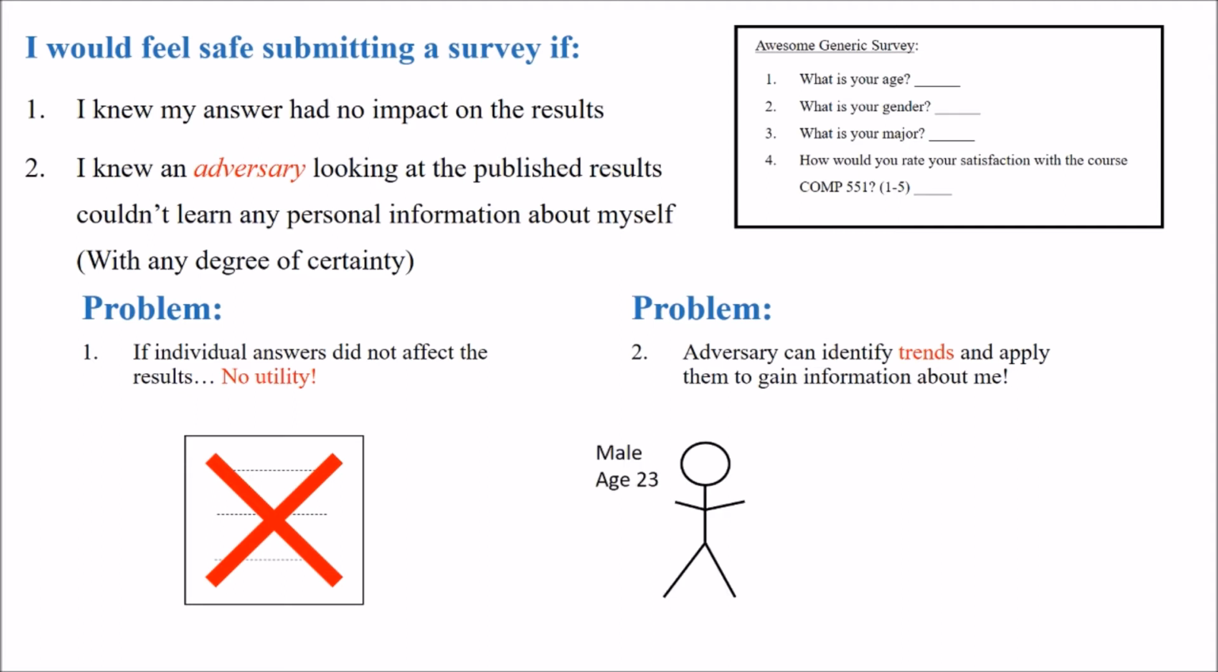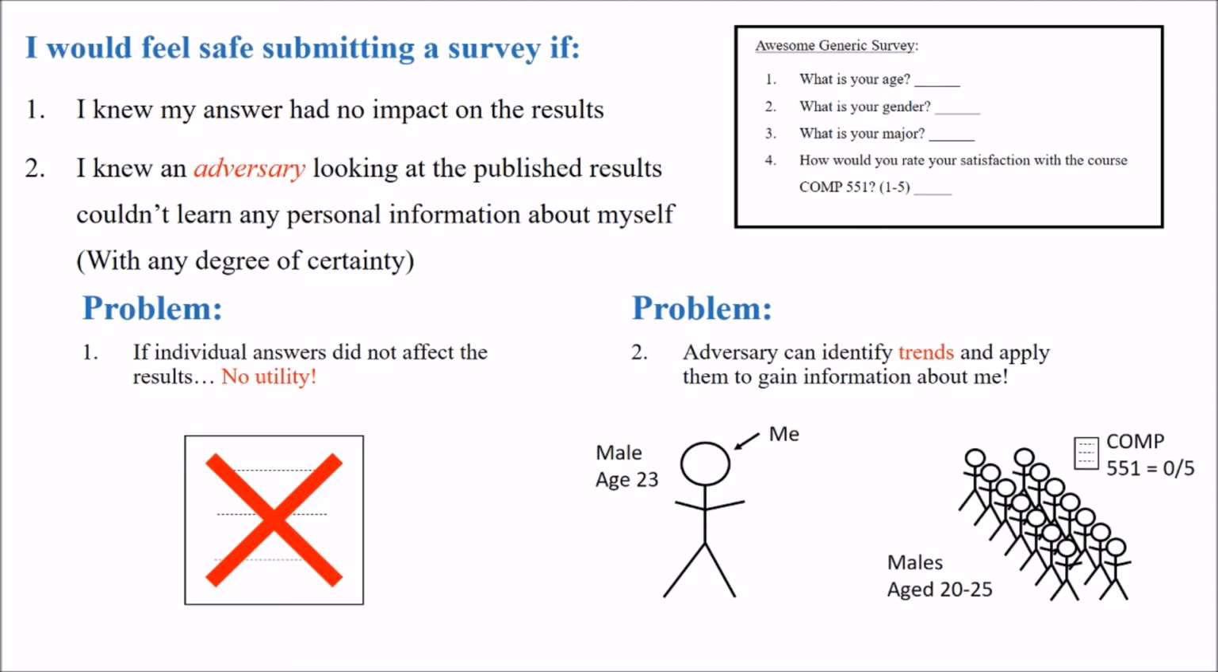So say I'm a male, age 23, and in this survey, all males in this age group overwhelmingly did not like Computer Science 551 for whatever reason. The adversary can probably say, well, since you're a male in that age category, you also probably don't like this course. And unfortunately, there's nothing we can do about this.